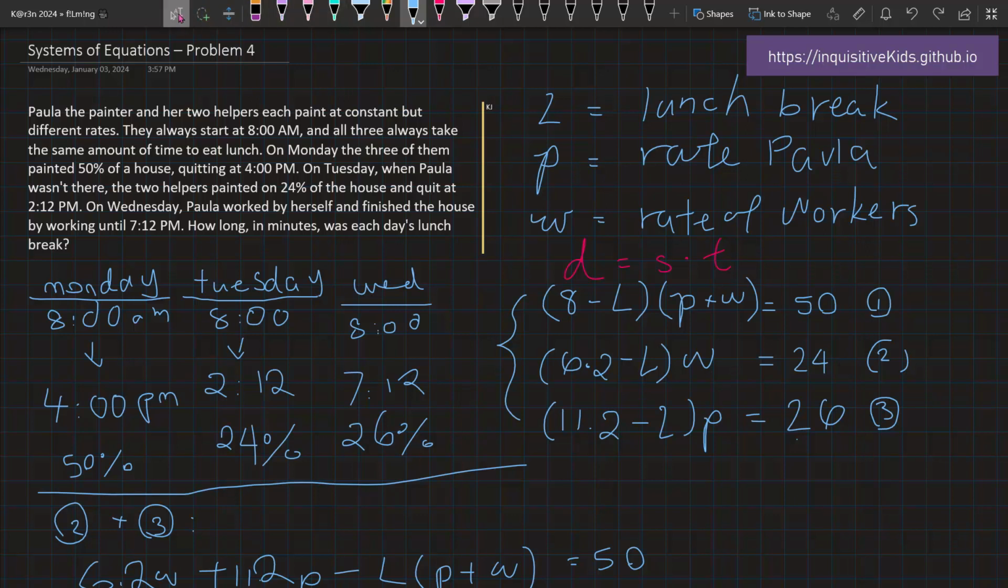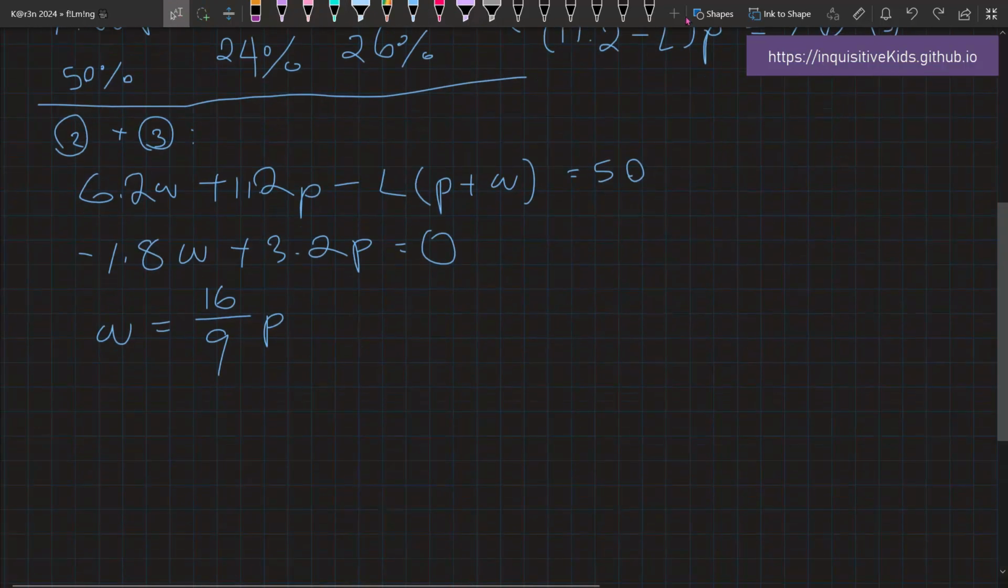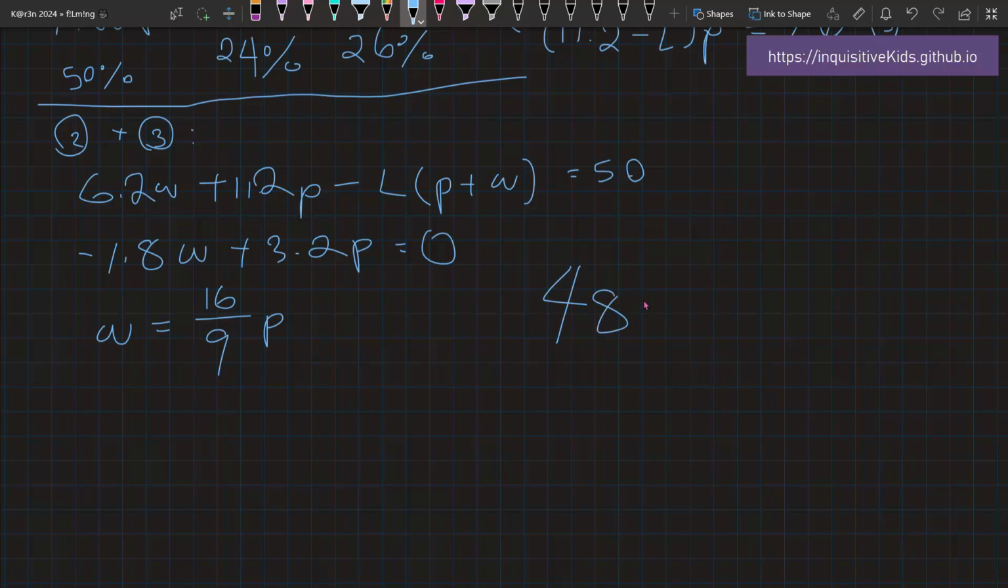So your answer after substituting should be that the lunch break is 48 minutes. So L is equal to 48 minutes, and this is your final answer.